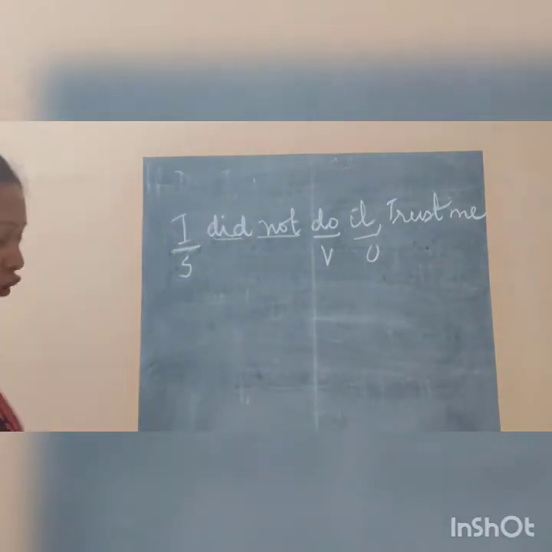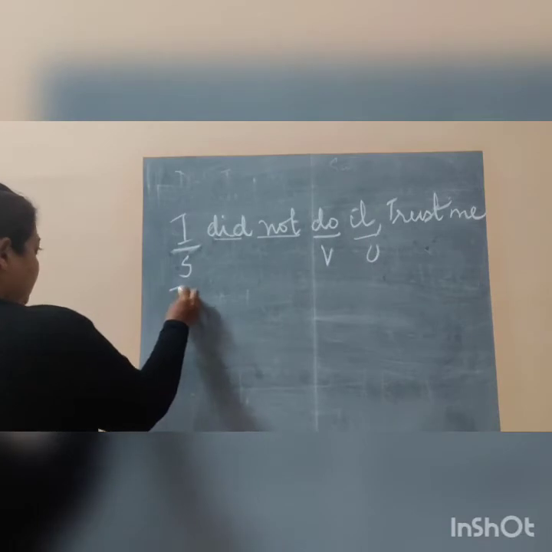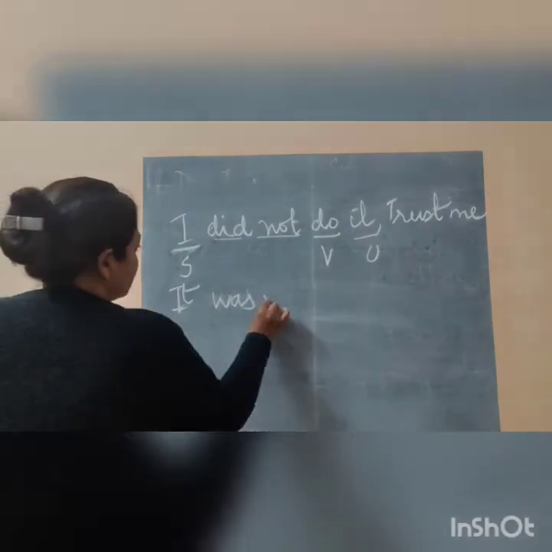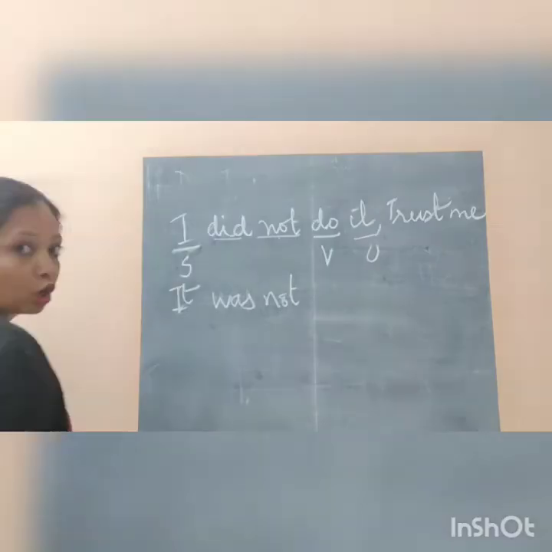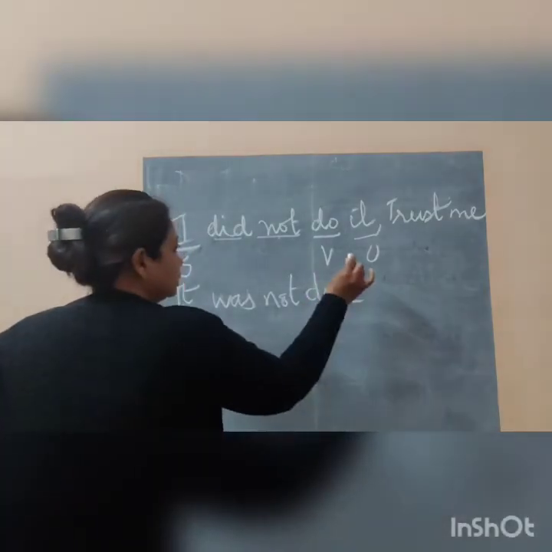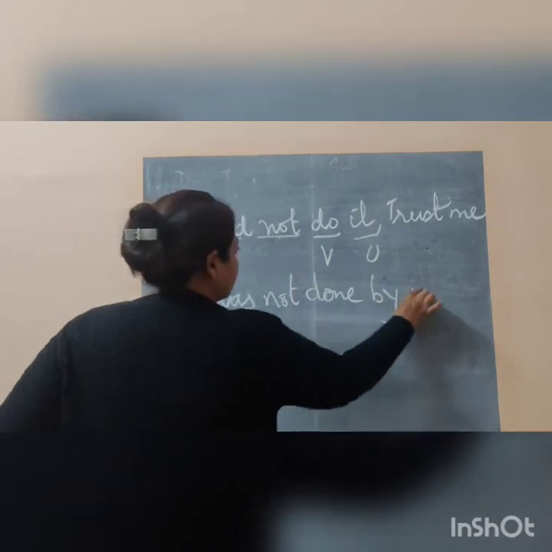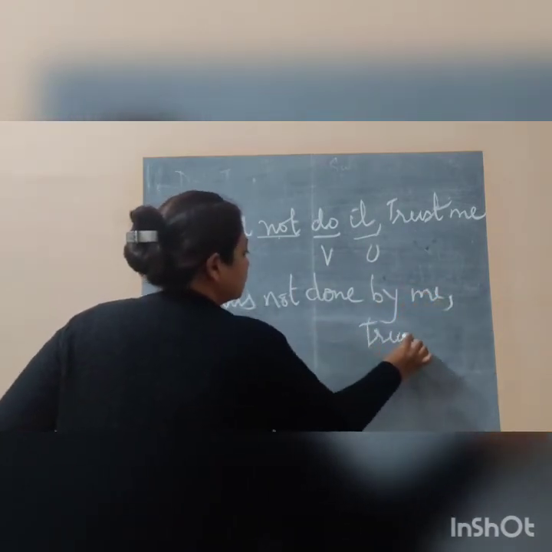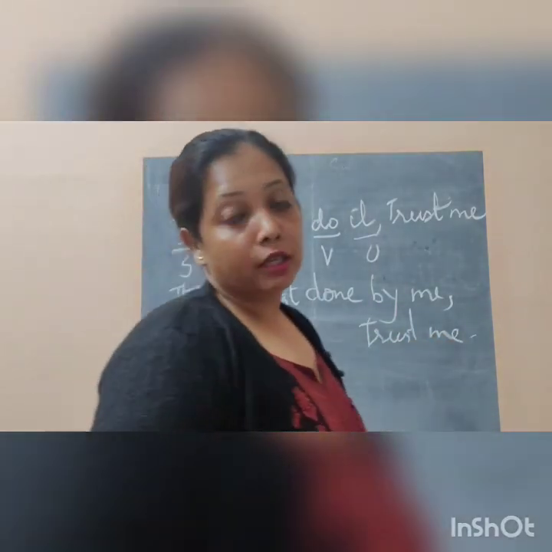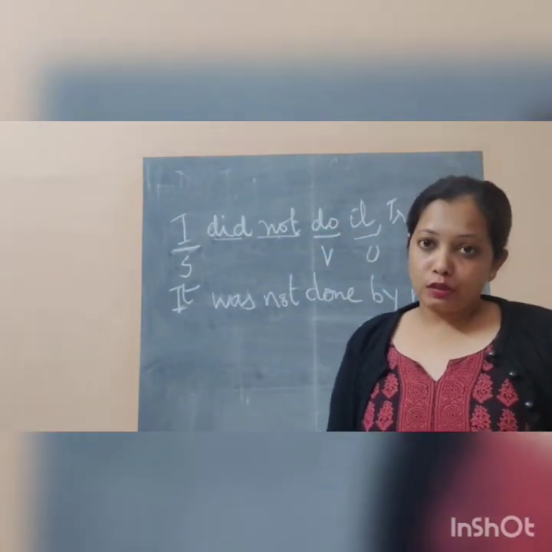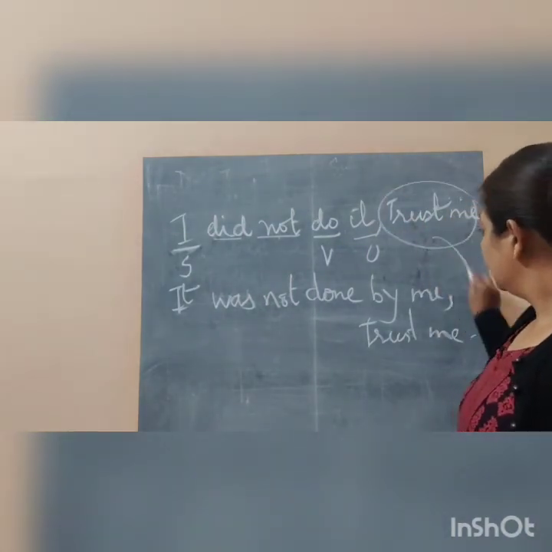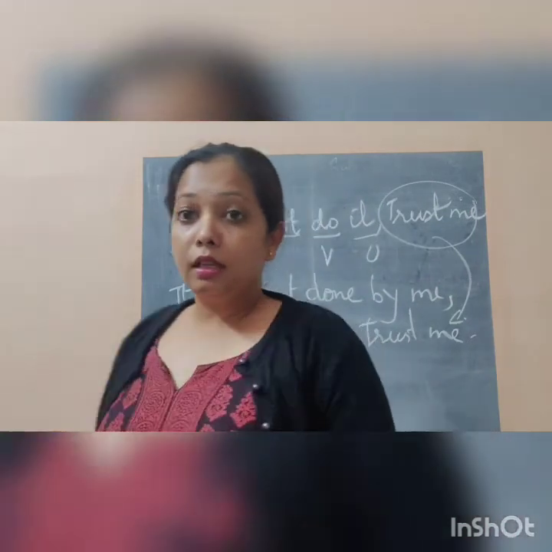Easy to change. Let's change. So it will be "it was not". "Not" will be copied as "not" because it is a negative sentence. "Do" will become "done by me", comma, "trust me". Okay. So this is how we will be changing a sentence when we see there are two clauses, one separated by a comma. So this clause will be copied as it is.